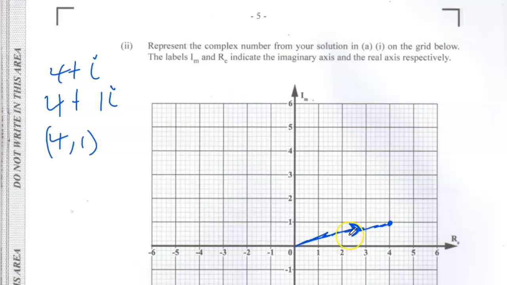Alright, and this is the Argand diagram representing the complex number 4 plus i. So plot a point at 4, 1, connect from the origin 0, 0 to the point 4, 1. You put an arrow on it, and that's the representation.